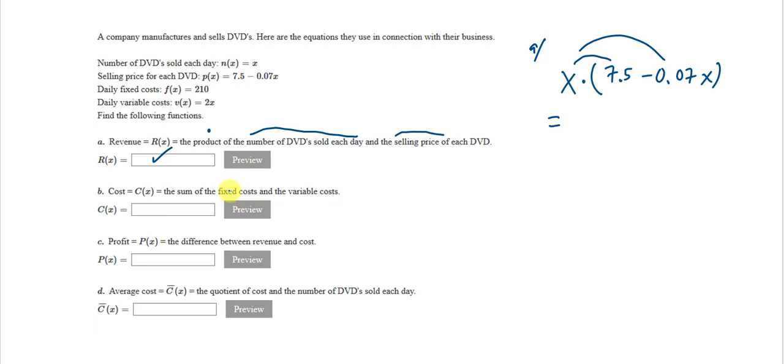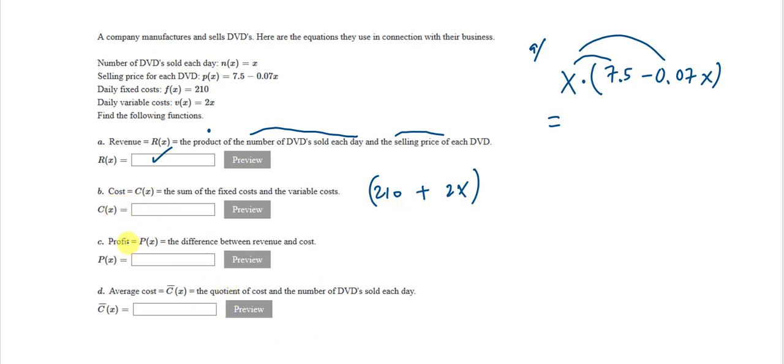It's independent of the number of the products. So the fixed cost in this case is 210. They say that the total cost is the sum of the fixed cost, which is 210, and the variable cost. The variable cost is 2x. So that should be the total cost.